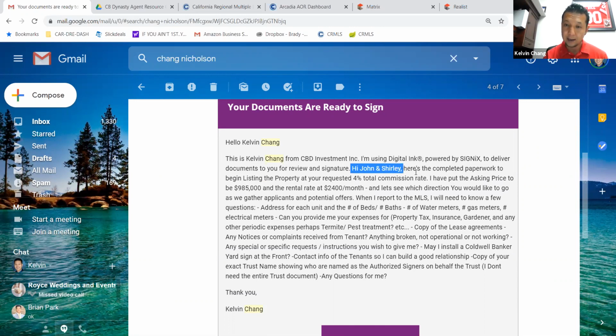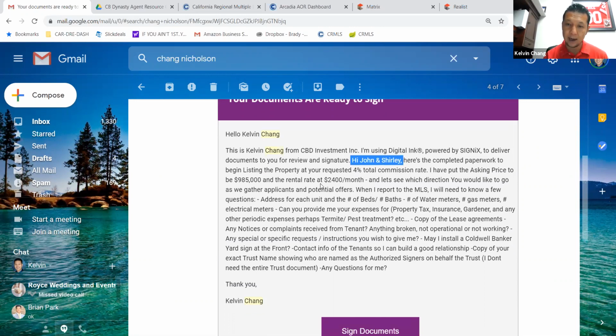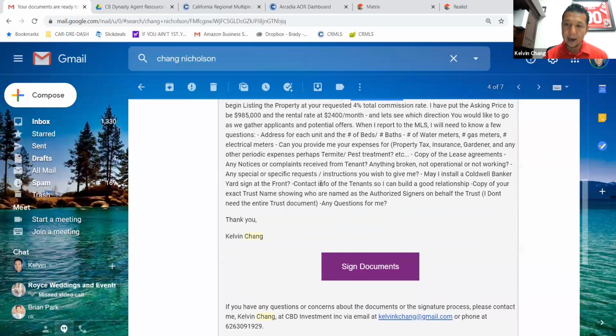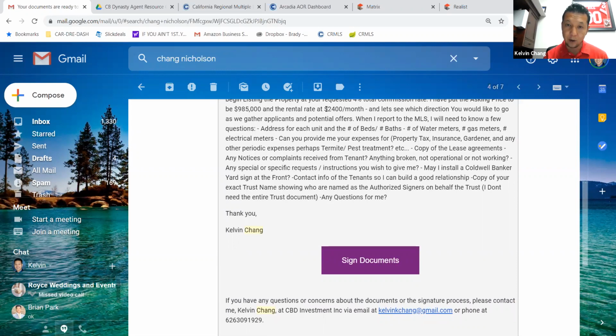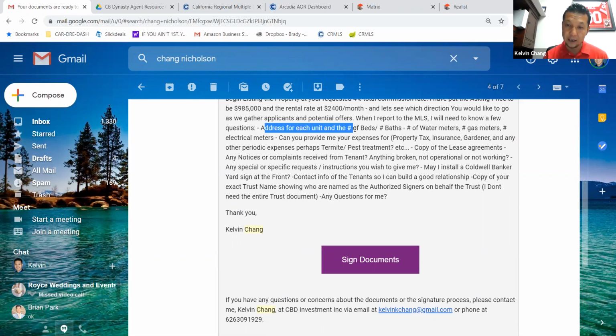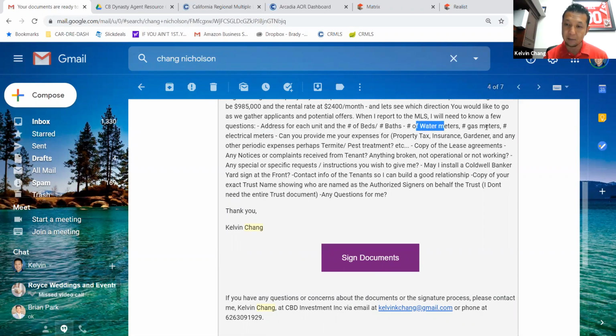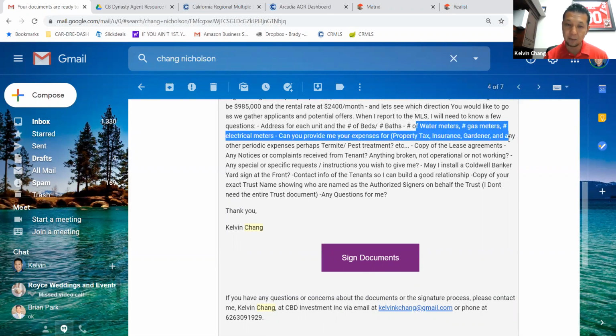Hi, John and Shirley, who are the owners. Here's the completed paperwork at your requested rate. I have the asking price to be $985,000 and the rental rate at $2,400 per month. Let's see which way you want to go. I will need a few questions. I need the address for each unit. I need the number of beds and baths, number of water meters, number of gas meters, number of electric meters.